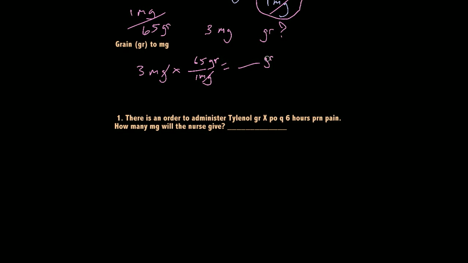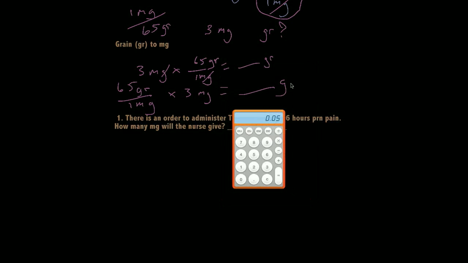Equals blank grains. Could have just as easily set this up as 65 grains over 1 milligram. It does not matter. Times 3 milligrams equals blank grains. They're both going to give me the same answer. Grab my calculator. 3 times 65 equals 195. So I have 195 grains.